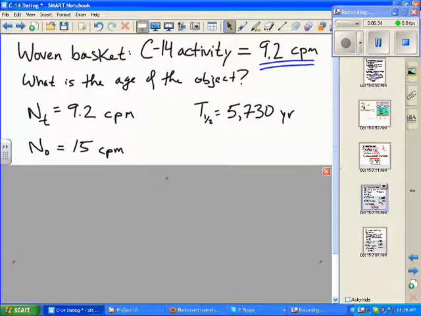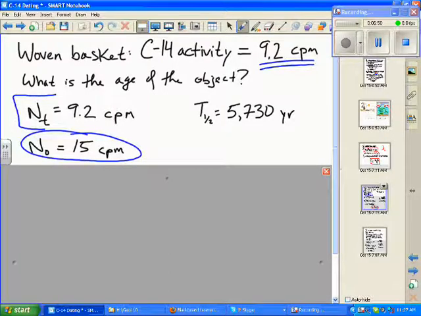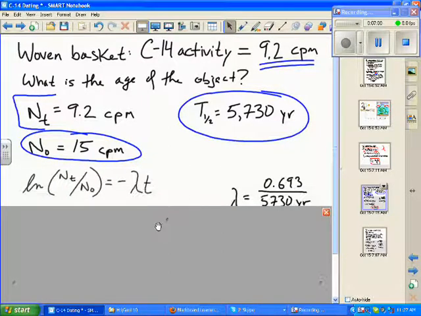Well, you start off knowing some things. First of all, you did the assessment and you found out the amount remaining at time t, which is right now, the elapsed time, is 9.2 counts per minute. That was given in the problem statement. And you use the assumption that the original counts per minute in plant matter is 15 counts per minute, and you also know the half-life. The half-life of carbon-14 is 5,730. So now you need to solve the problem and substitute your values in for these variables, for the formula we just talked about on the previous page.